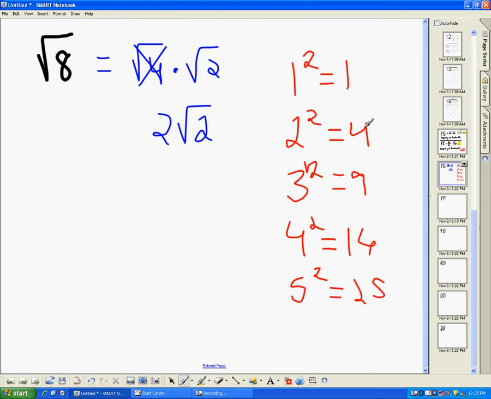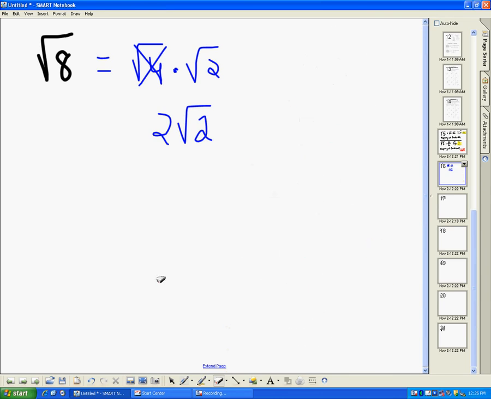They're perfect squares, meaning it's easy to find the square root: the square root of 1 is 1. The square root of 4 is 2. The square root of 9 is 3. The square root of 16 is 4. The square root of 25 is 5. It's easy if you know those perfect squares and whether they are factors of the radicand. But sometimes when you have larger numbers, it's harder to pull out those perfect squares.